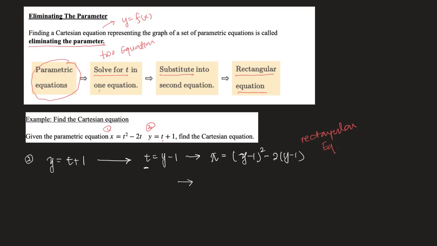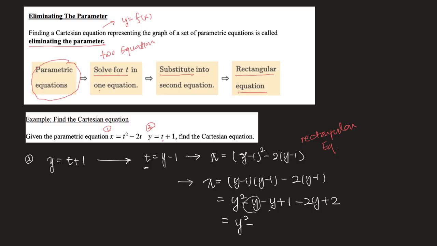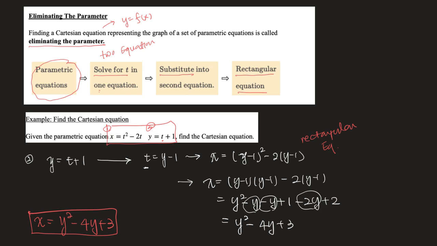Okay, the parameter is gone. Now let's expand this one. X equals (y minus 1)(y minus 1) minus 2(y minus 1). This one is y squared minus y minus y plus 1, minus 2y plus 2. Now y squared, and combining these terms, minus 4y plus 3. So that's x equals y squared minus 4y plus 3, the rectangular equation. This one is the parametric equation. Everyone clear about that? Let's have more examples.